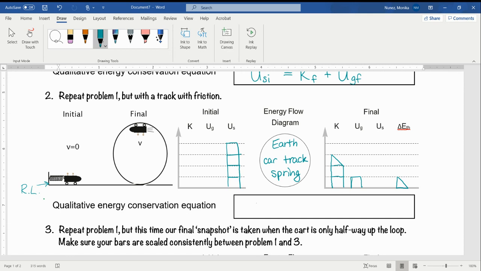As I'm writing my equation, I have that the initial elastic potential energy is equal to the final kinetic energy plus the final gravitational potential energy plus that change in thermal energy.